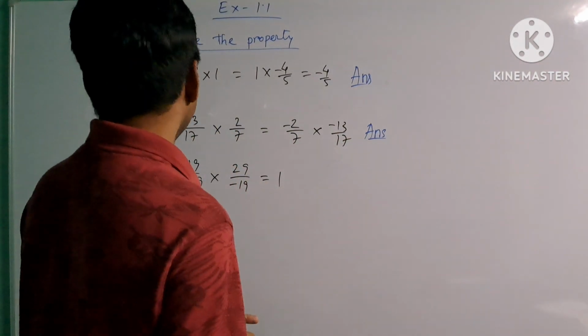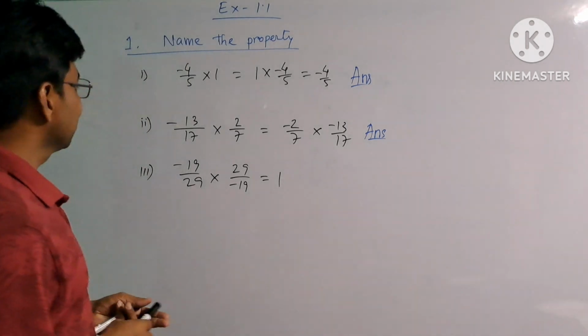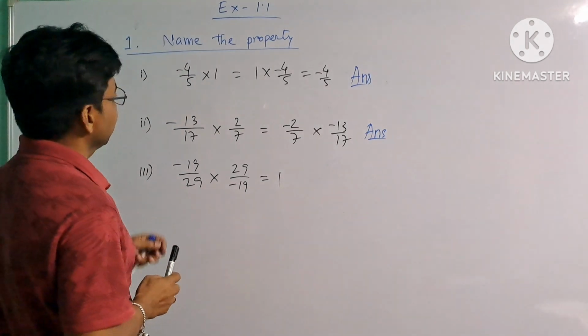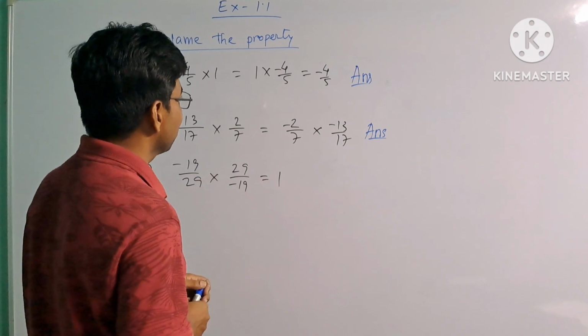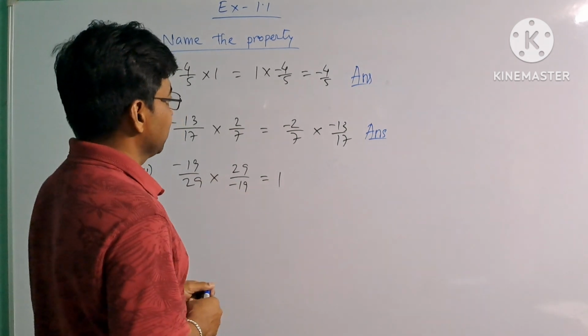Name the property of the following. First one is minus 4 by 5 into 1 equal 1 into minus 4 by 5 equal minus 4 by 5.